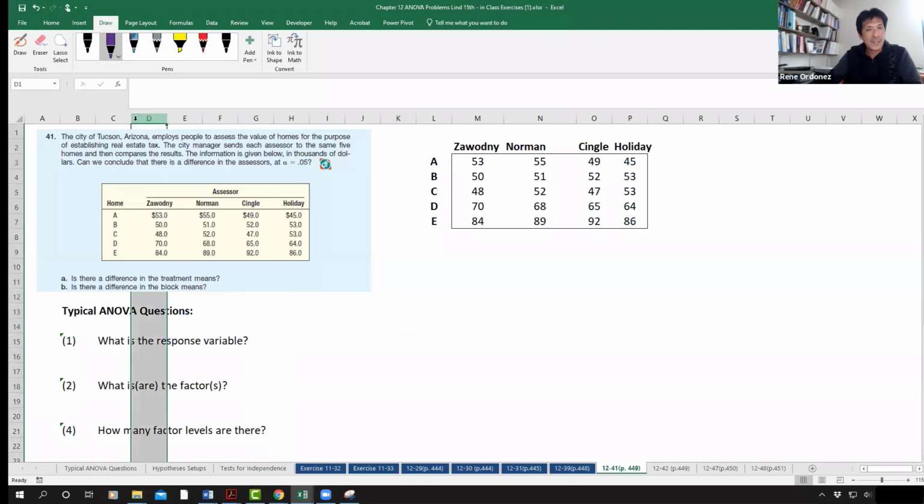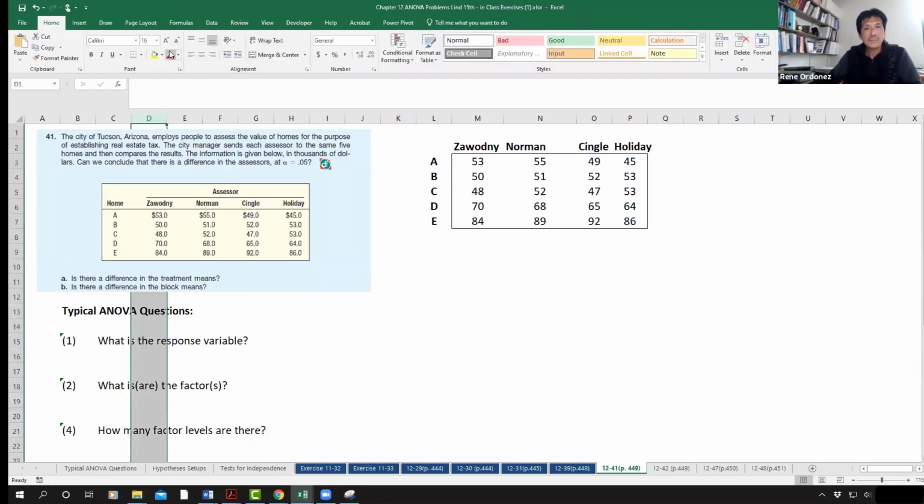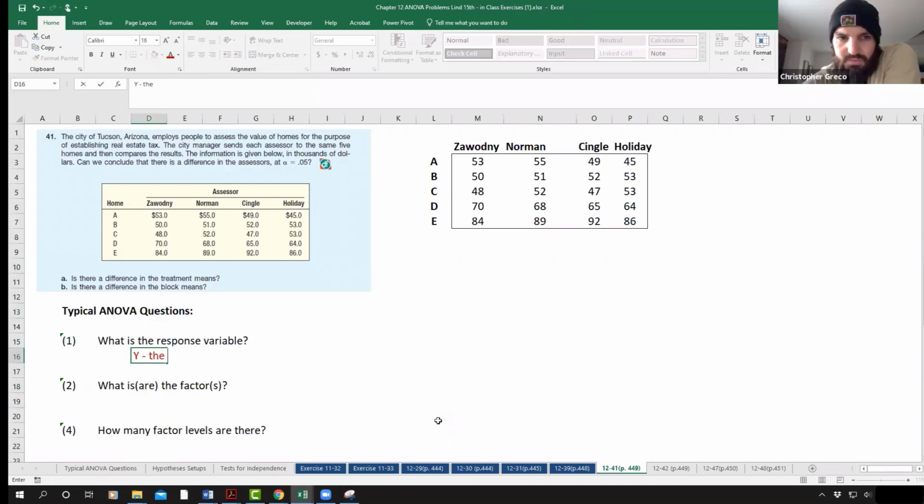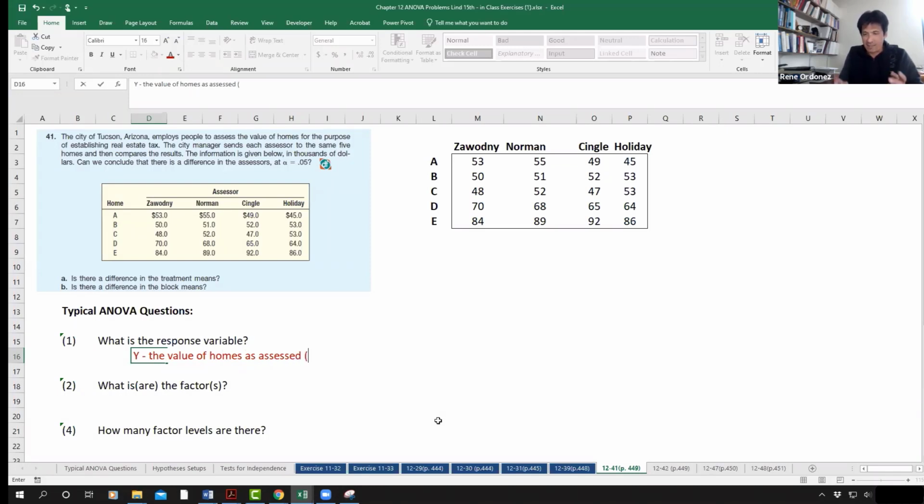So what is the response variable? Meaning, what do these numbers represent in this table? Is it the value of homes? Value of homes as assessed, right? And this is in dollars. So this is quantitative.